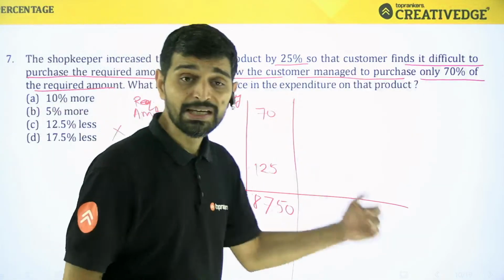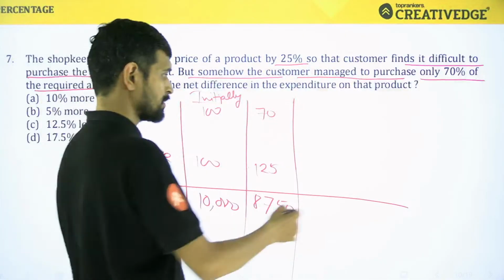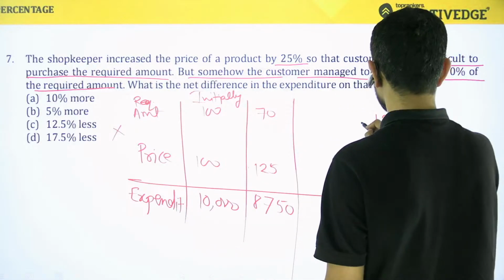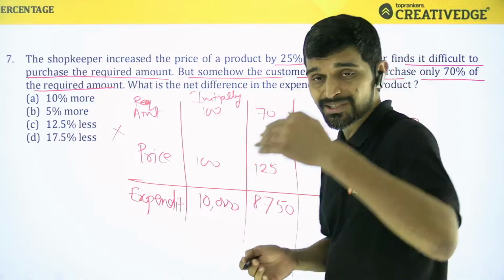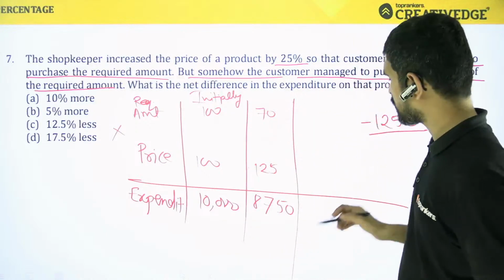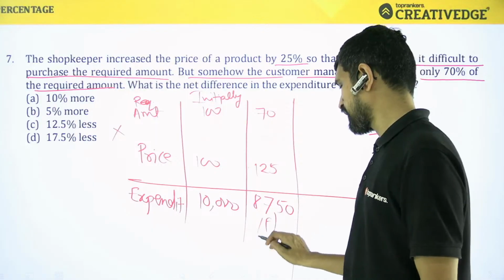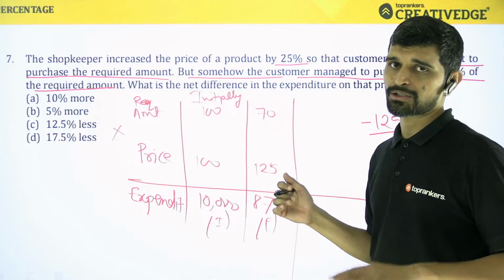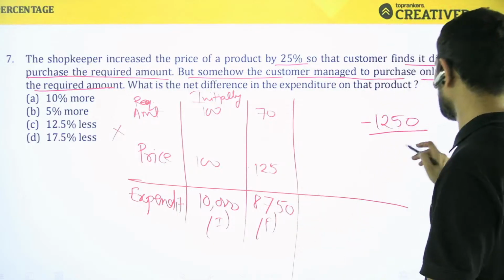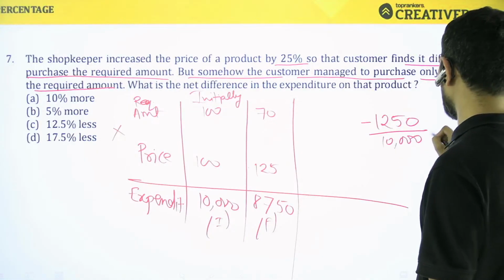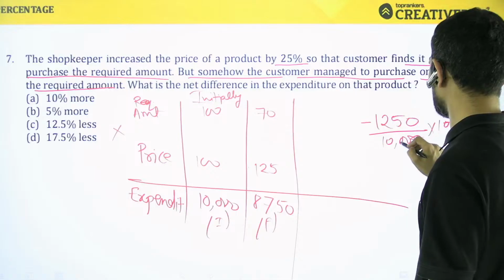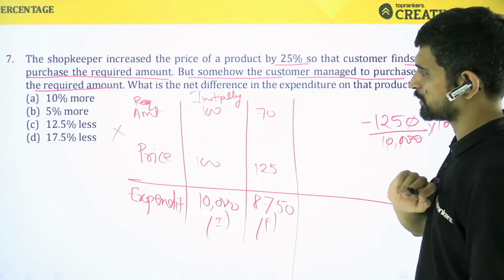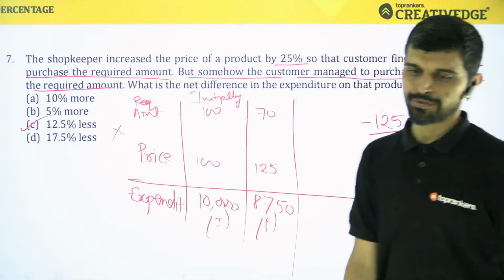So there is decrease in the expenditure. And how much is the decrease? The whatever is the change. So change is of 1250. Final minus initial. This is negative because this negative represents reduction. Positive represents increment. We always calculate final minus initial as the difference. If the difference is negative, that means there is a reduction. If the difference is positive, there is an increment. With reference to initial value, which was 10,000, so this is 12.5%.